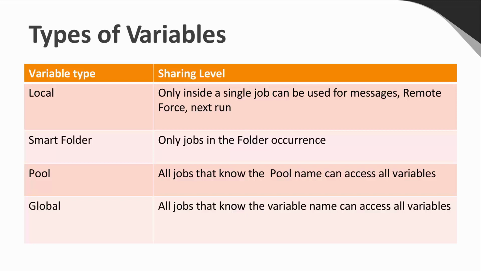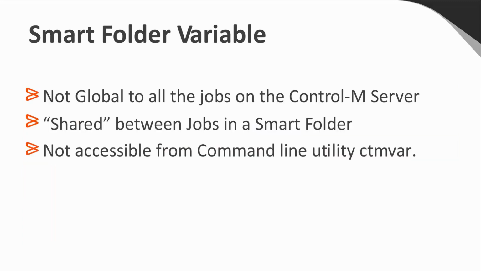Now let's see some more specifics on the new variable types. Smart folder variables are a middle ground between the full local and global variables. Smart folder variables, by comparison, are defined in a job in a smart folder and are limited in scope to be able to be created, modified, and read only by jobs in that particular smart folder. No jobs outside of the smart folder or the CTMBar Utility can read the smart folder scoped variables.